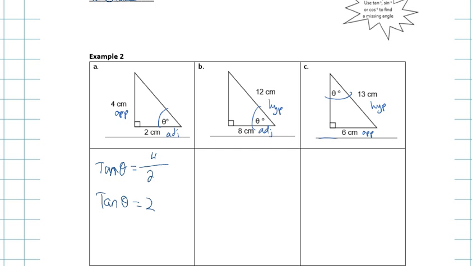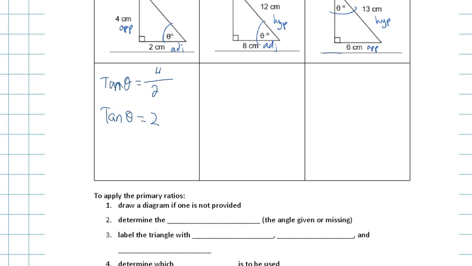So anytime you're looking for angles, this is how you write it. Angle theta is equal to tan inverse of 2. So, on your calculator, you're going to press that tan inverse button, by doing second or shift or whatever your calculator does. So tan inverse of 2 is 63.4.